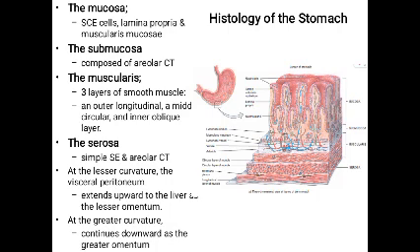The mucosa: simple columnar epithelial cells, lamina propria and muscularis mucosa. Submucosa composed of areolar CT. Muscularis externa, 3 layers of smooth muscle: an outer longitudinal, a mid-circular, and an inner oblique layer. The serosa: simple squamous epithelium and areolar CT.